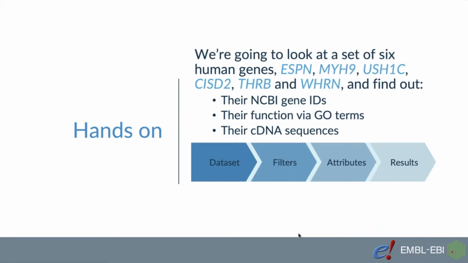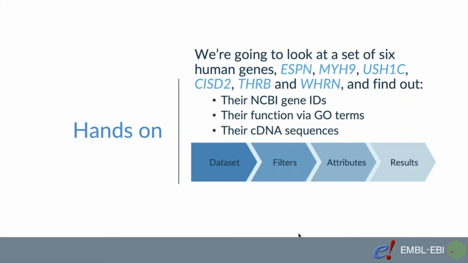We have a short exercise. We are going to look at a set of 6 human genes. We could do it for hundreds of genes. However, for the purpose of this exercise, we're only going to look at 6 genes. And we are given their gene names, and we want to find out their NCBI gene IDs. So we have an example of ID conversion here. We also want to explore their function via GO terms, so gene ontology terms. And finally, we want to also obtain their cDNA sequences.